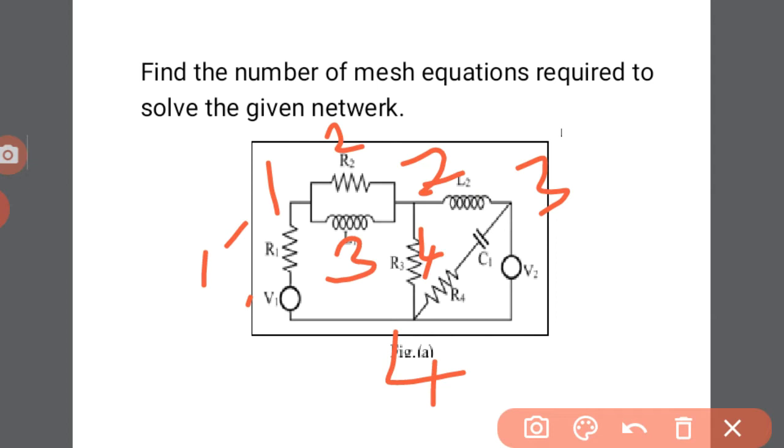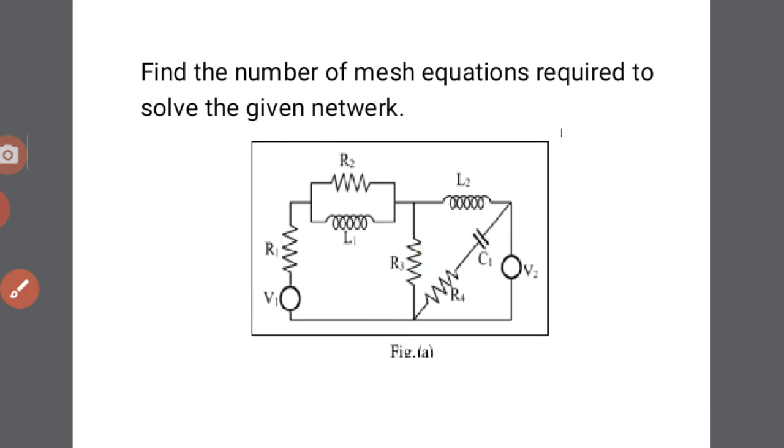Next, in between 2 and 3, the branch is the fifth one. In between 3 and 4, that is the sixth branch. Next, in between 3 and 4, another branch, that is V2, that is the seventh. And the number of branches here is equal to 7. The number of nodes is equal to 4.